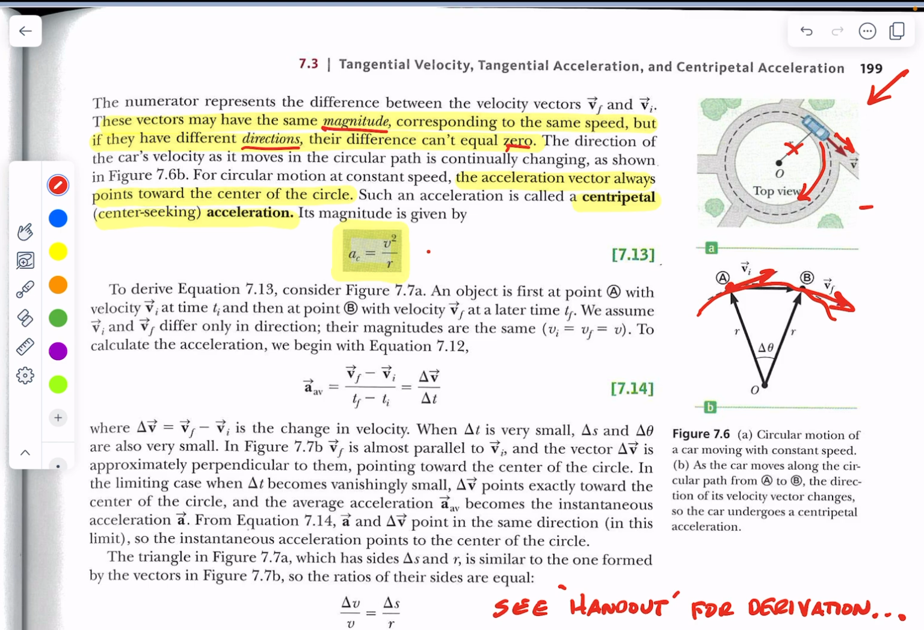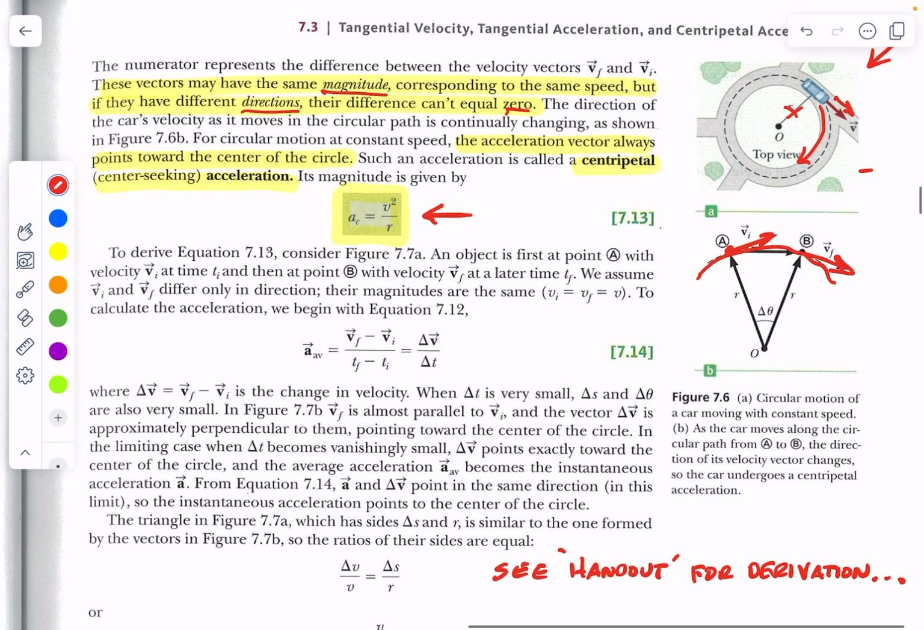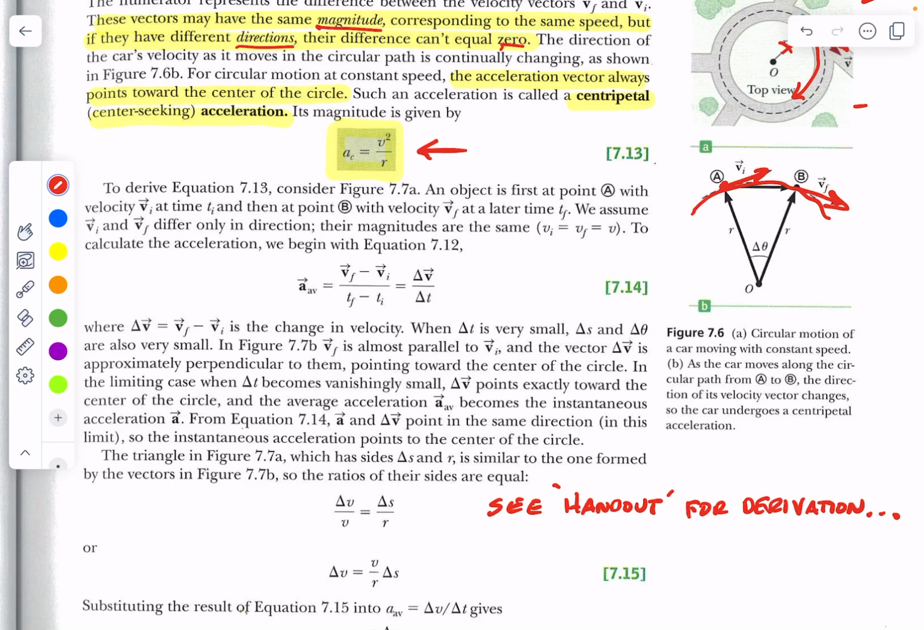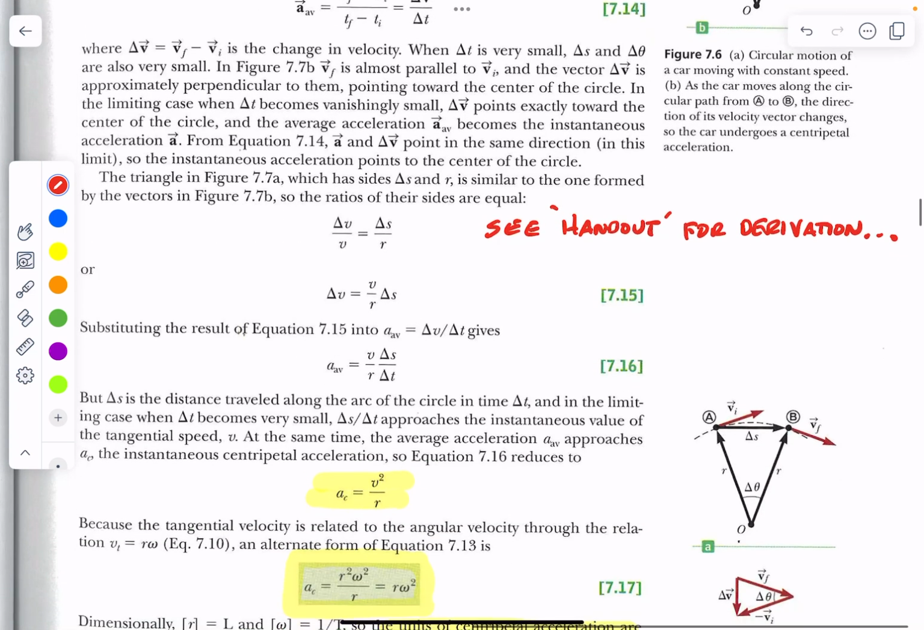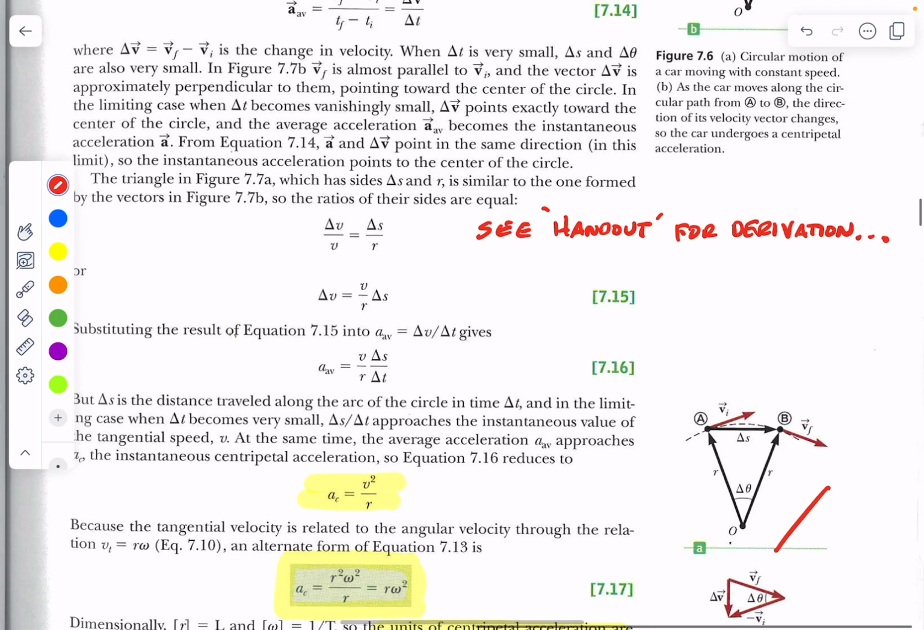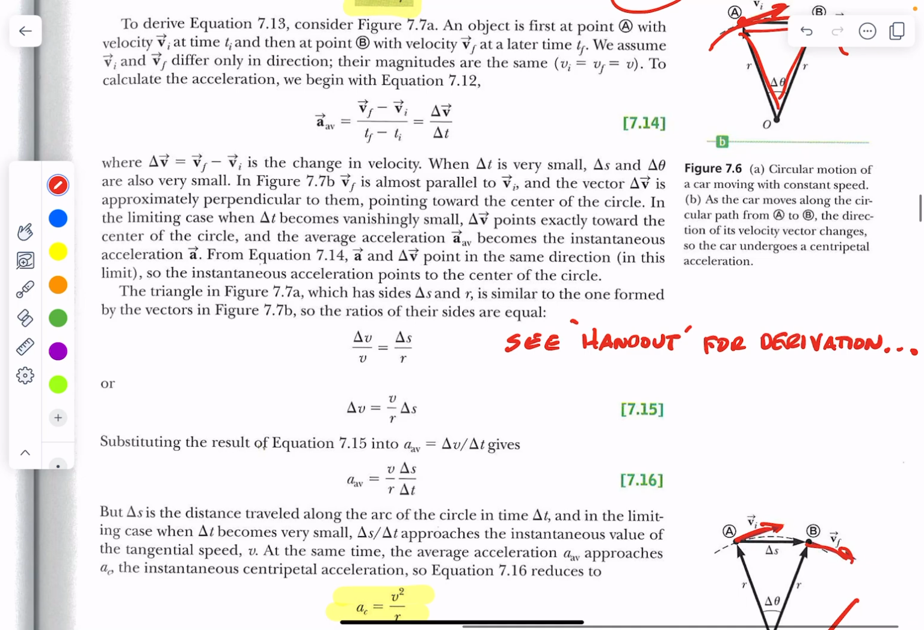Now, in order to derive this equation right here, I have a separate derivation, a separate sheet of paper that you should be able to find on Canvas that shows how we come up with equation 7.13 by comparing two triangles. One triangle is a triangle of lengths, and the other triangle down here is going to be a triangle of velocity vectors. And you'll see that on that sheet of paper.